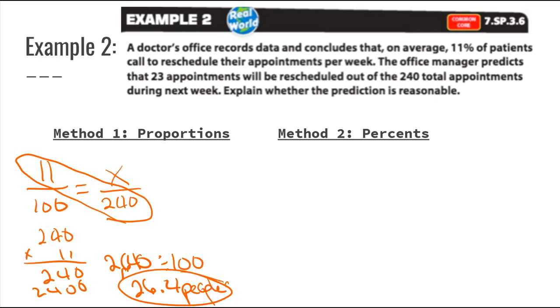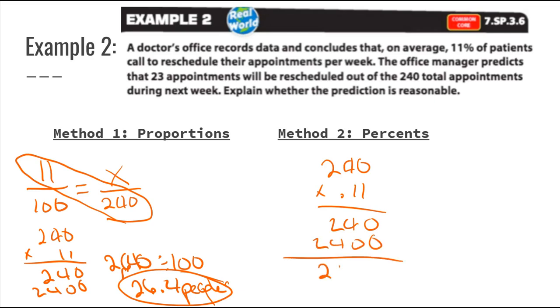If we were going to solve this using percents, we would do 240 times 0.11. That's our first step. When we multiply, we get, again, 26.40 or 26.4 people. We have the same answer, but that's a good sign. But that's not what they're asking.